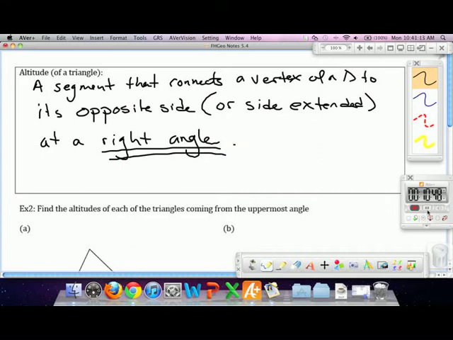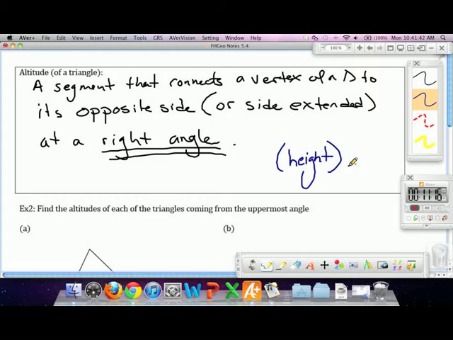The main reason why we're looking at altitudes is that we're going to use them a lot to find what's called the height of a triangle. Notice that a segment going from a point to a segment at a right angle defines the distance between a point and a side. We can find the altitude. We're finding a quantity of a triangle called the height of the triangle, which we'll use a lot to find, say, the area of a triangle.